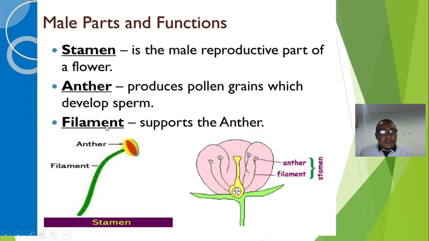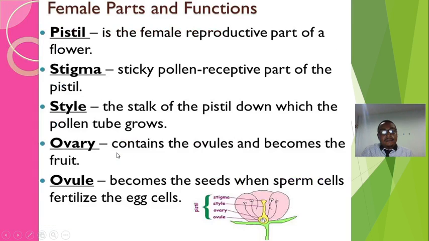Part number 2 under the male parts of the flower is the filament. Now the filament looks just like the stem of a plant, but instead this one is inside the flower. And this one is the one that supports the anther. Next, let us look at the female parts of a flower and the functions of each part.